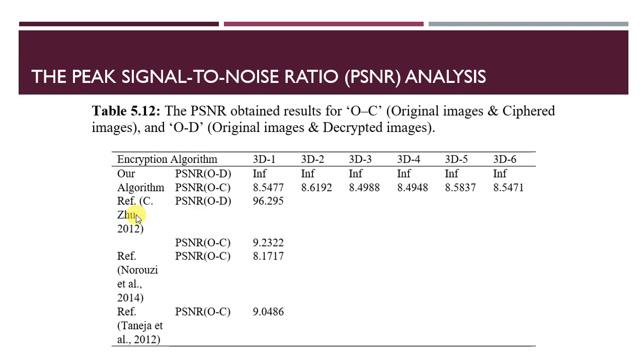Peak signal to noise ratio. The peak signal to noise ratio represents the main difference between the original image and the decrypted image, and between the original image and the cipher image. You can see that the decrypted image and the original image are the same, with no loss, and the original image and the cipher image are far different from one another.